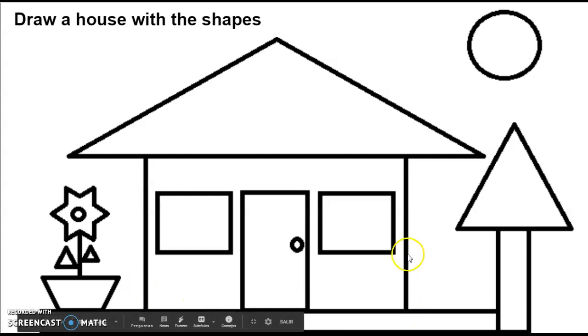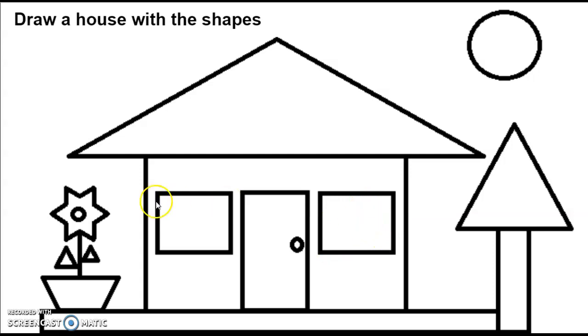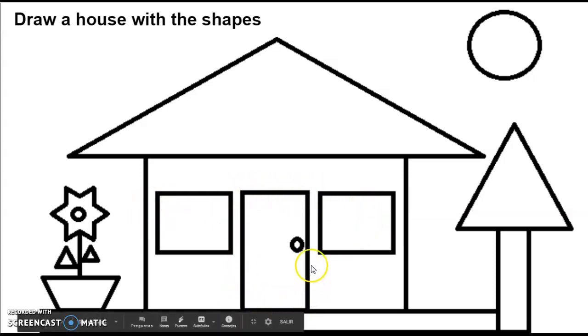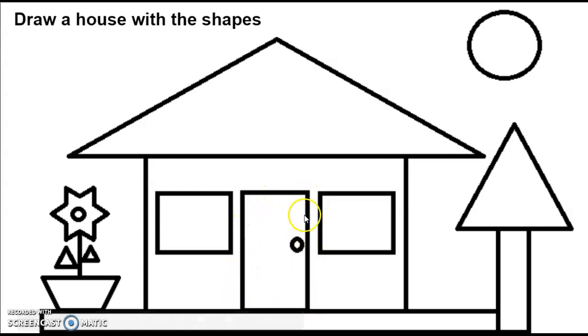The house is a rectangle. Here, a rectangle. The windows are squares. Square, square. The door is a rectangle. Here, this is a rectangle, the door.